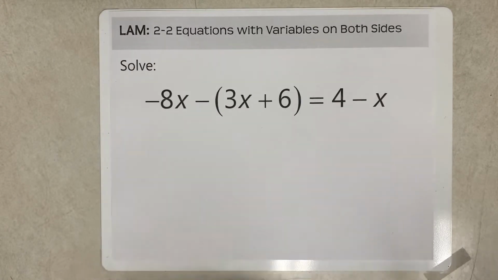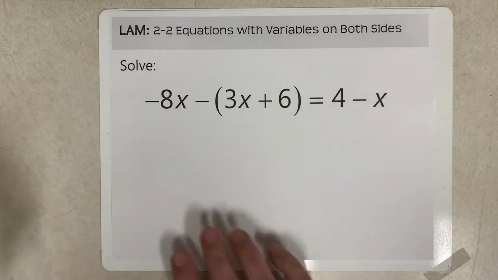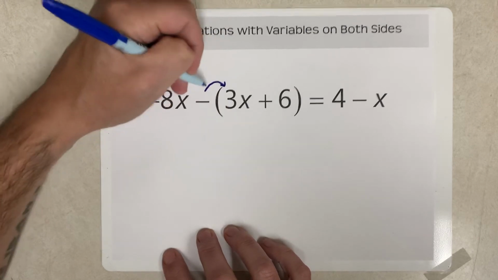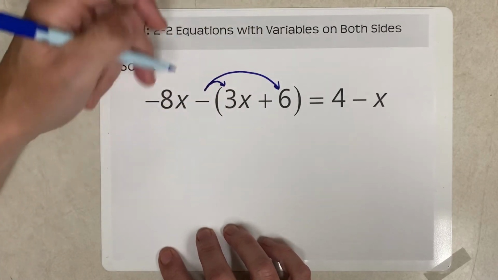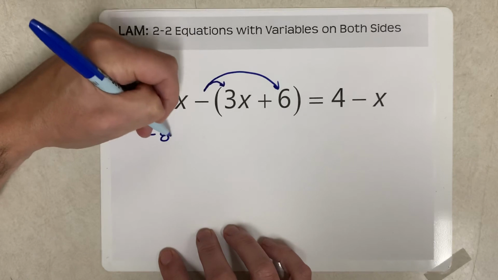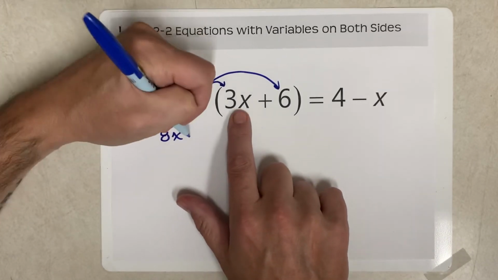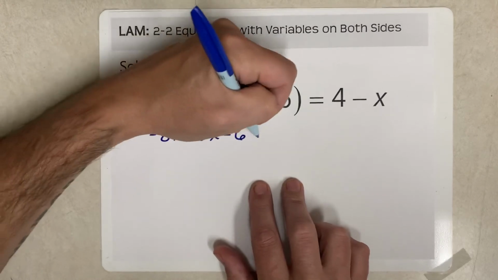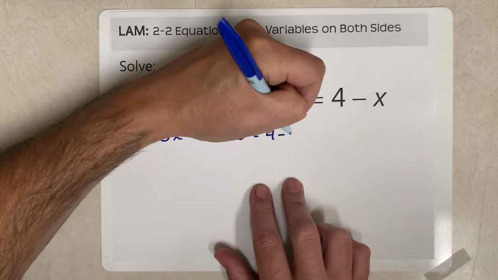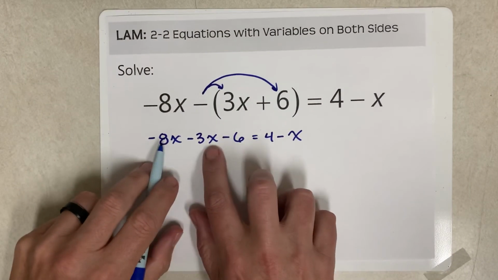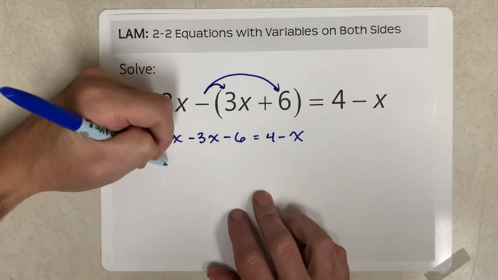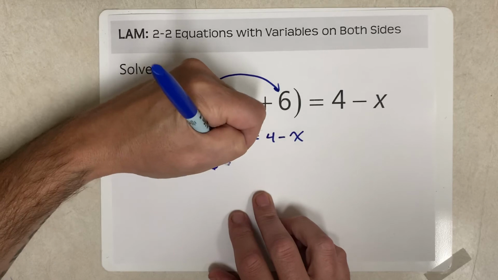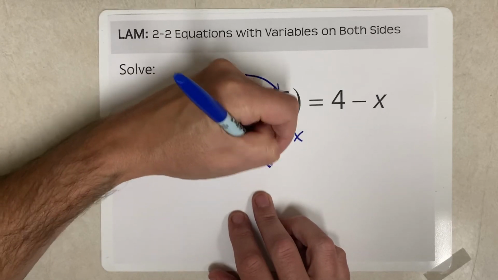All right, and this one, I need to get rid of parentheses, so I need to distribute this minus to both of these guys there. So I have -8x minus 3x minus 6 equals 4 minus x. A -8x and a -3x make -11x. Still minus 6 equals 4 minus x.